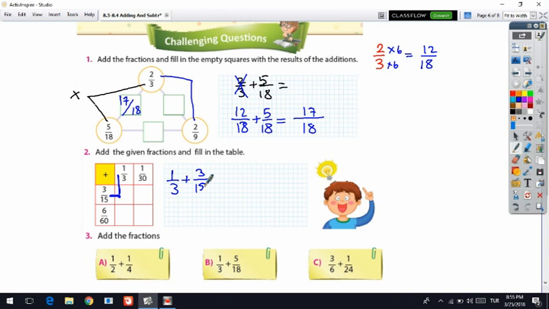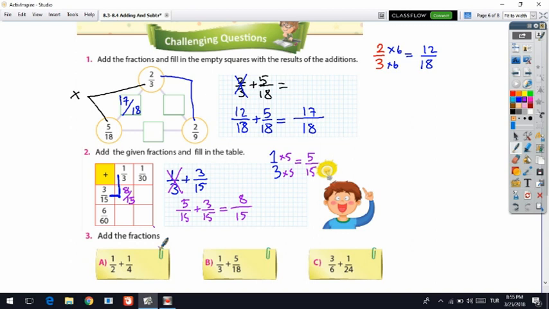Everybody, how can we add them? Now we cannot add them. Why? Because they have the unlike denominator. Because of that, you choose the fraction which has smallest denominator, that is 1 over 3. Everybody, after that, you look at the bigger denominator, 15. How can we get 15 from 3? By multiply by 5. Everybody, so 1 times 5 is equal to 5. 3 times 5 is equal to 15. Now we cancel this. We write here 5 over 15 plus 3 over 15. The denominator will be 15, and 5 plus 3 is equal to 8. The answer will be 8 over 15.